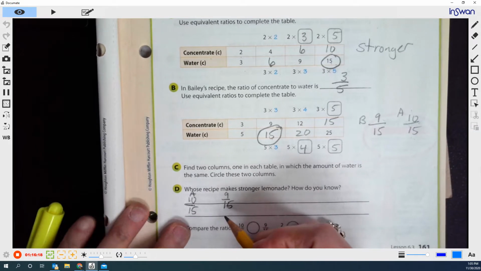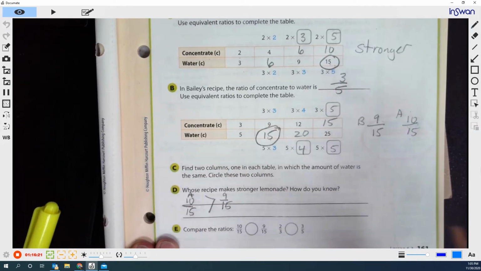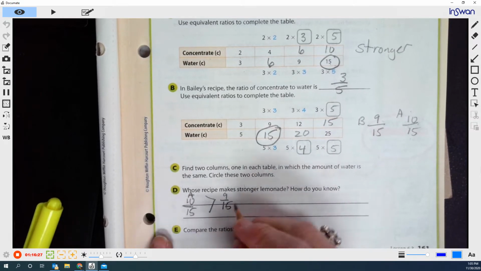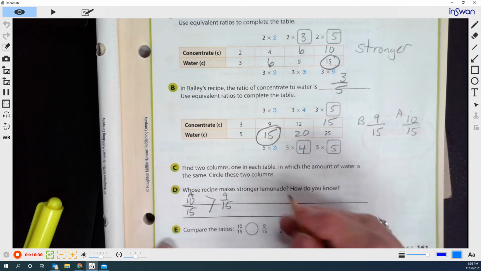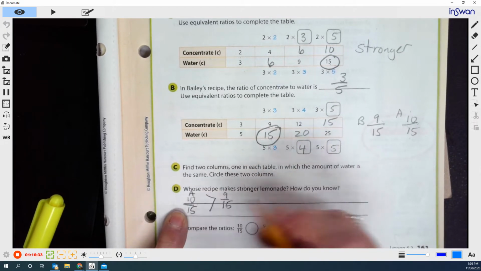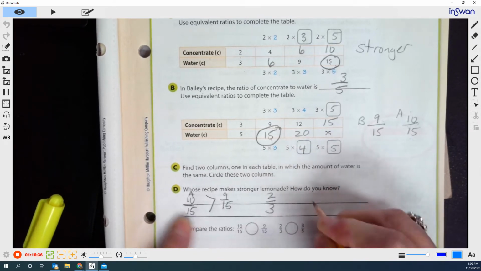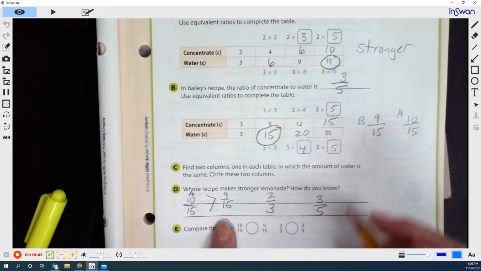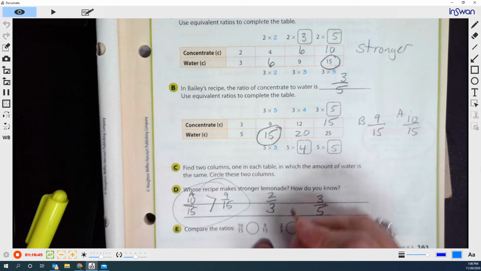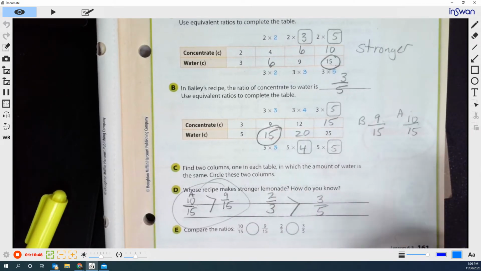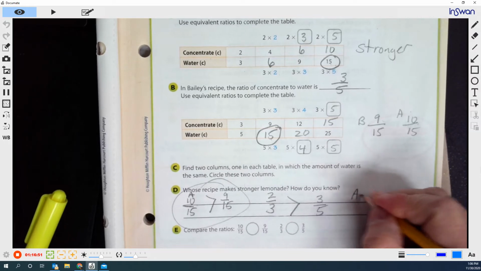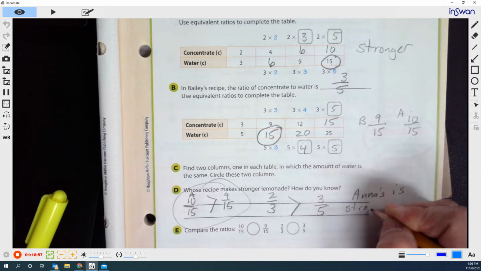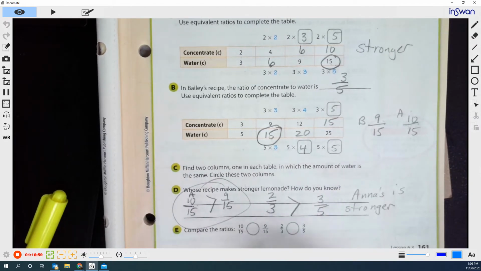10 is greater than 9. So we're going to say that 10 fifteenths is greater than 9 fifteenths. And if we were to simplify that down, that would be the 2/3 and the 3/5. So this reduces to 2/3. This reduces to, 3 goes into 9, 3 goes into 15, 5. So this is where we compare it. That means that 2/3 is actually greater than 3/5. Anna's is stronger. So Anna's lemonade is stronger, the 2/3.